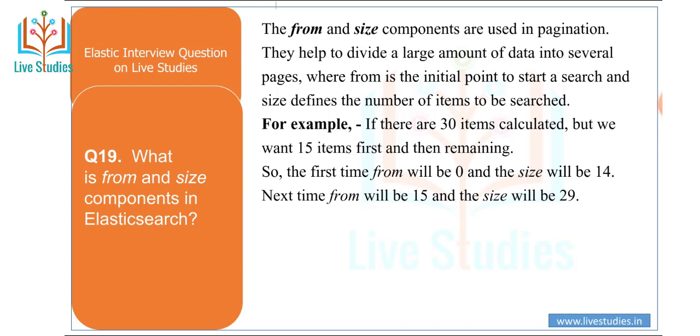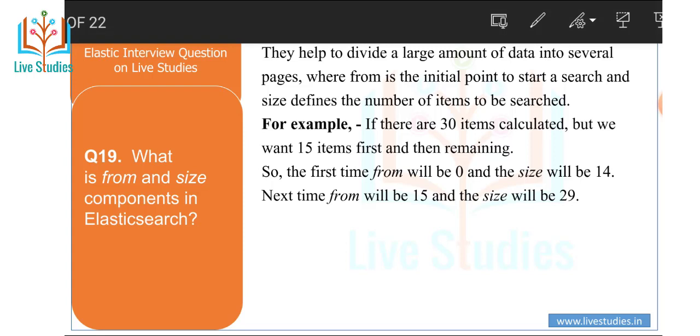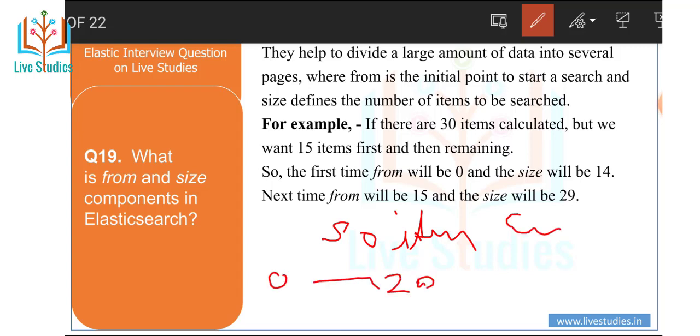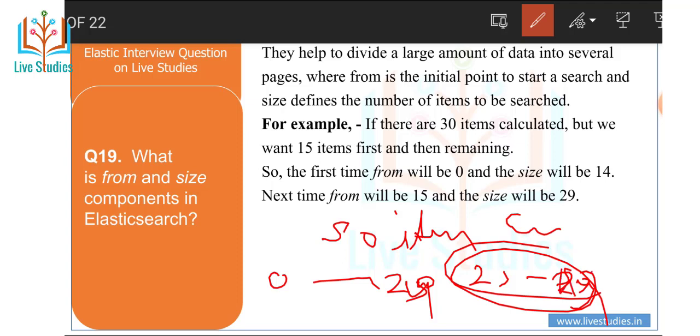Another example: suppose you want to search 50 items. Calculate the first 0 to 24, and then the second is 25 to 49. You can search like this. This is called the from and size components in Elasticsearch.